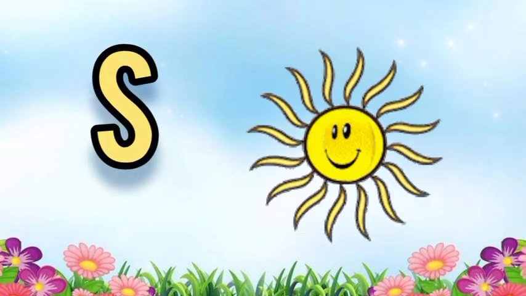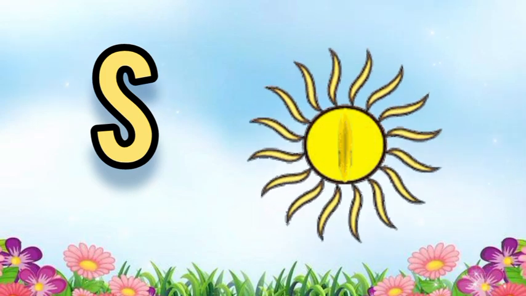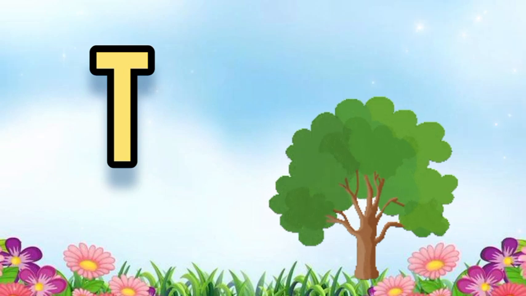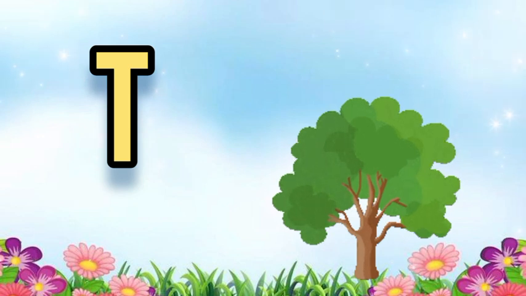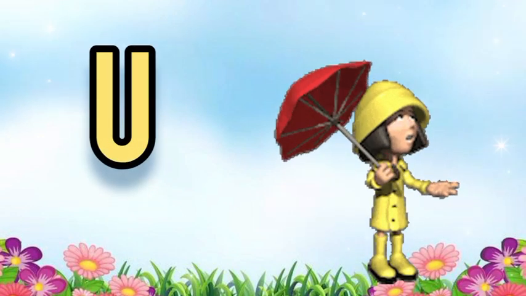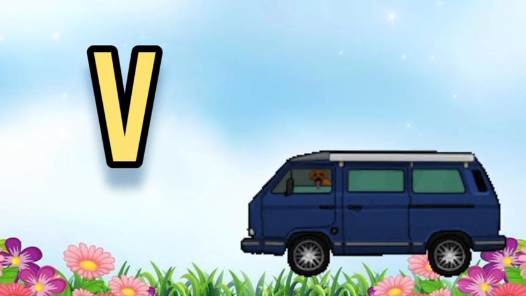S for sun, T for tree, U for umbrella, V for van.